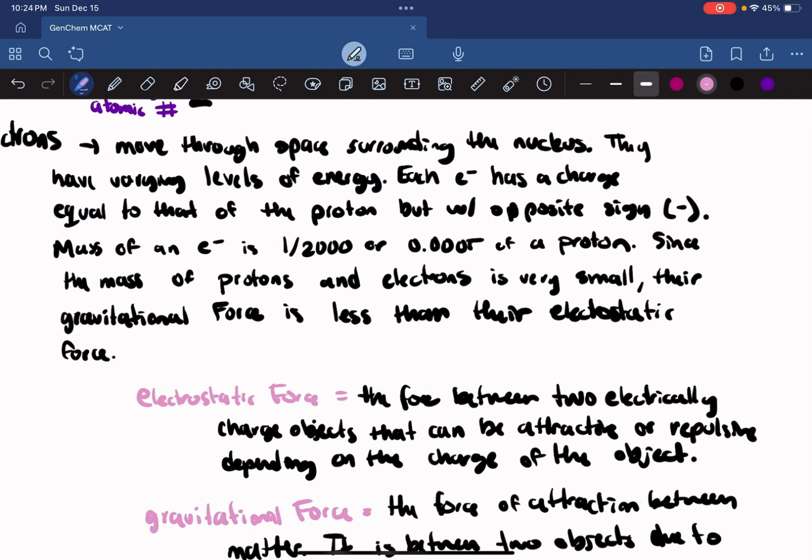Okay, another key detail: if a proton is positively charged, an electron would be negatively charged. Always. Protons are always positively charged, electrons are always negatively charged. Neutrons, on the other hand, do not have a charge. They're neutral. They don't have a charge.